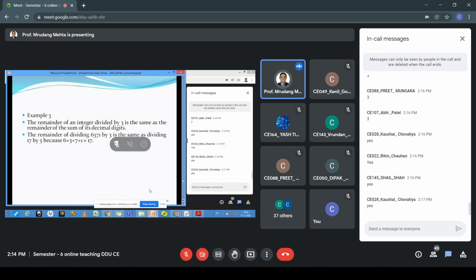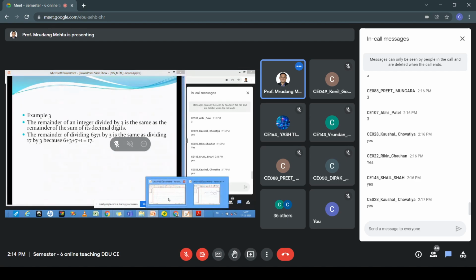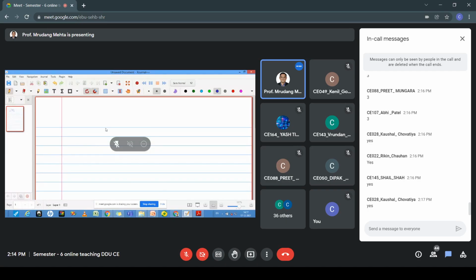Now we want to prove this. Can anyone help me proving this? We want to prove this: 6371, that is equal to 6 plus 3 plus 7 plus 1. So that is equal to 17. So if this is divided by 3, it is also equal to 17 divided by 3. So we want to prove this.